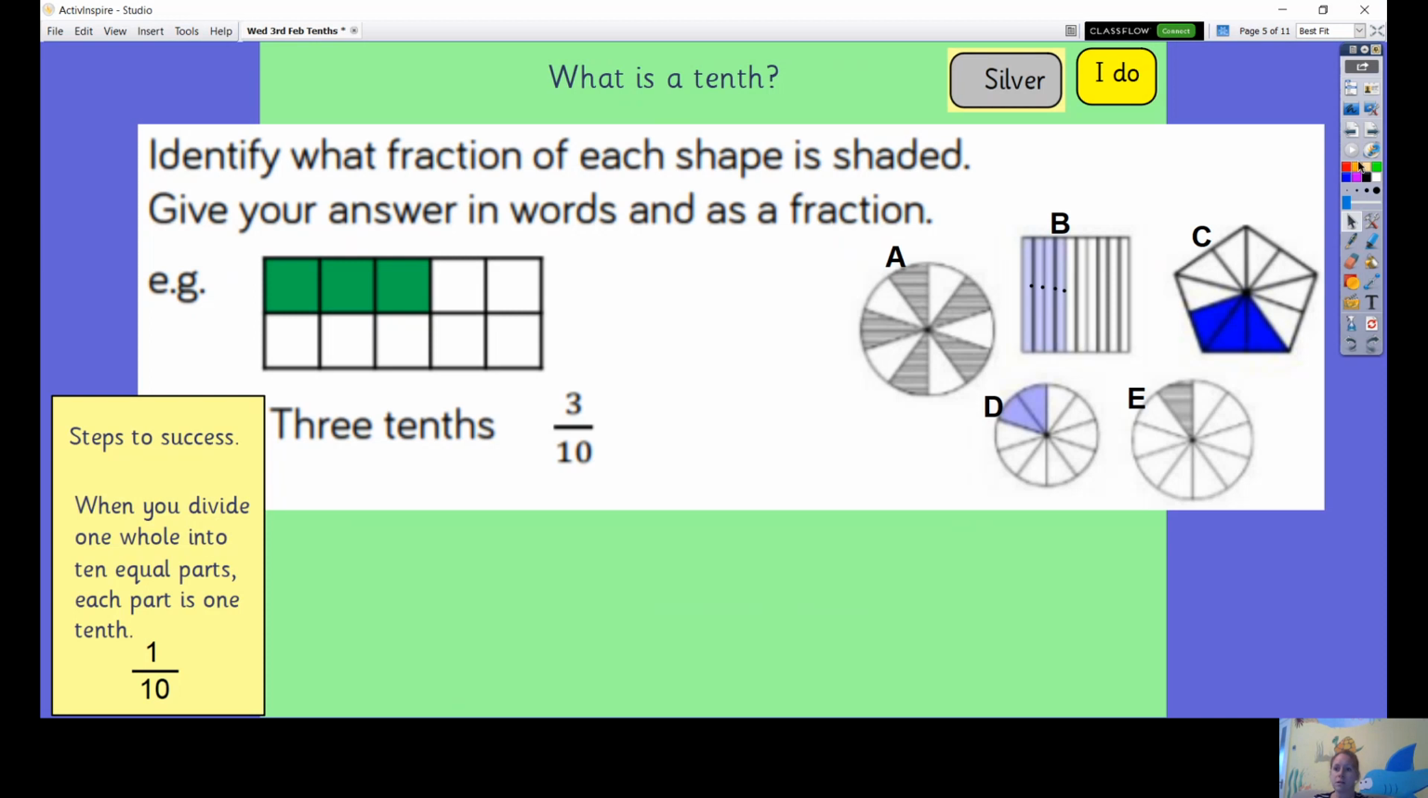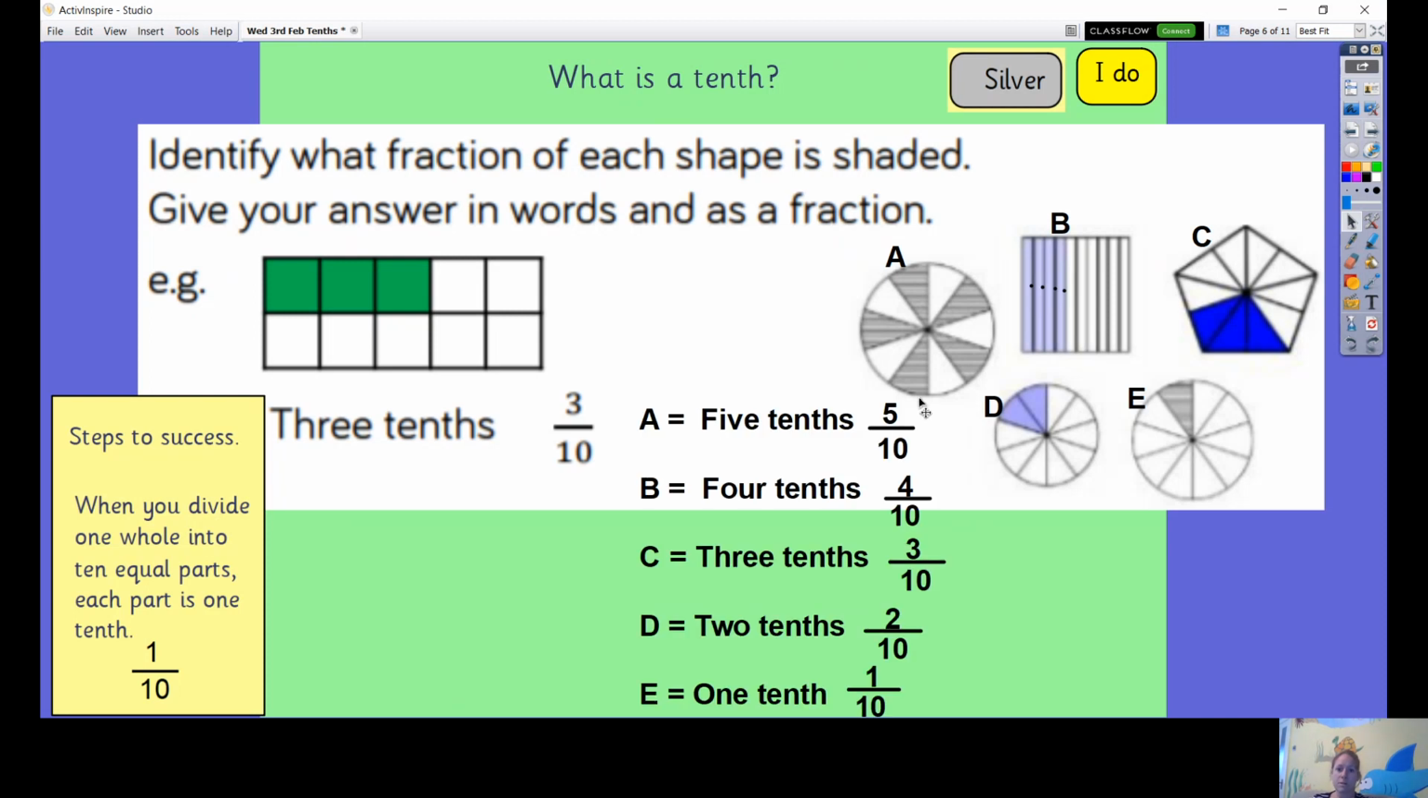Okay, so let's look at the answers together. So A is 5/10 because 5 pieces coloured in, although they're not touching each other, there still are 5 pieces. B, I hope you could see that there was 4. I tried to do dots on them to make that a bit clearer. 4/10. C is 3/10 because 3 are coloured in. D is 2/10 and E is 1/10. Okay. And hopefully you wrote them both as words and as a fraction like that.